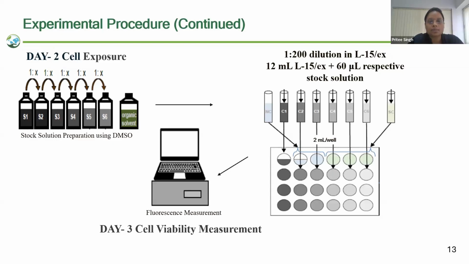And then on day 3, cell viability was measured. In the first well, that is the A1 well, dosing mixture containing the highest test chemical concentration was added. In A2, that is the second well, L15 exposure medium is added. So to check the fluorescence of a test chemical, these two wells are kept cell free.